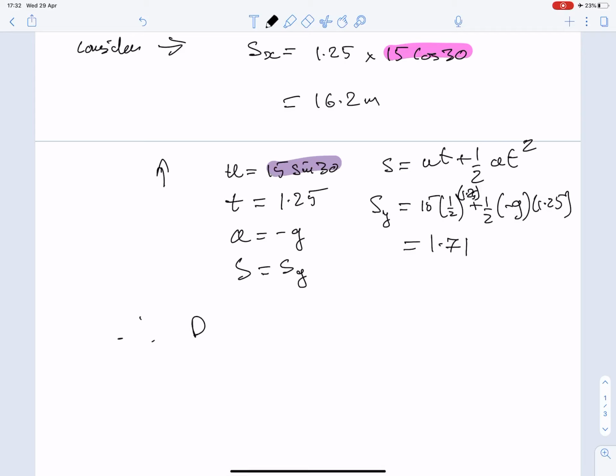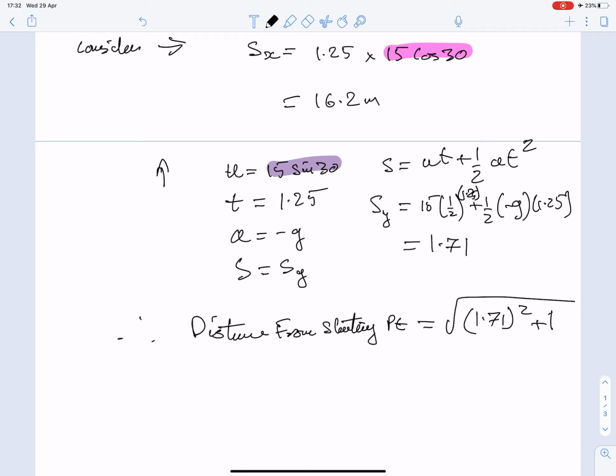Therefore, the distance from starting point is equal to the square root of 1.71 squared, that's the sy, and the 16.2 squared. Well, it's not going to be much bigger than 16.2, call it 16.3. But you can again check that on the calculator. But it's going to be a little bit more than 16.2 meters. Okay, hope that's okay, and good luck with the next stuff.